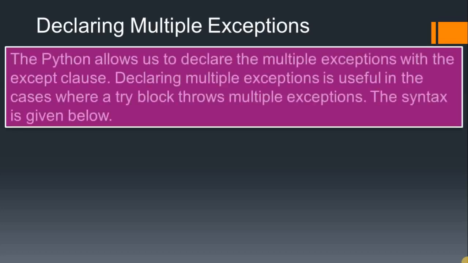So if you are a Java or C++ programmer, you can understand this easily. Python allows us to declare multiple exceptions with the help of the except clause. Means for handling multiple exceptions in Python, you always have to use the except clause. Declaring multiple exceptions is useful where the try block may throw multiple exceptions.